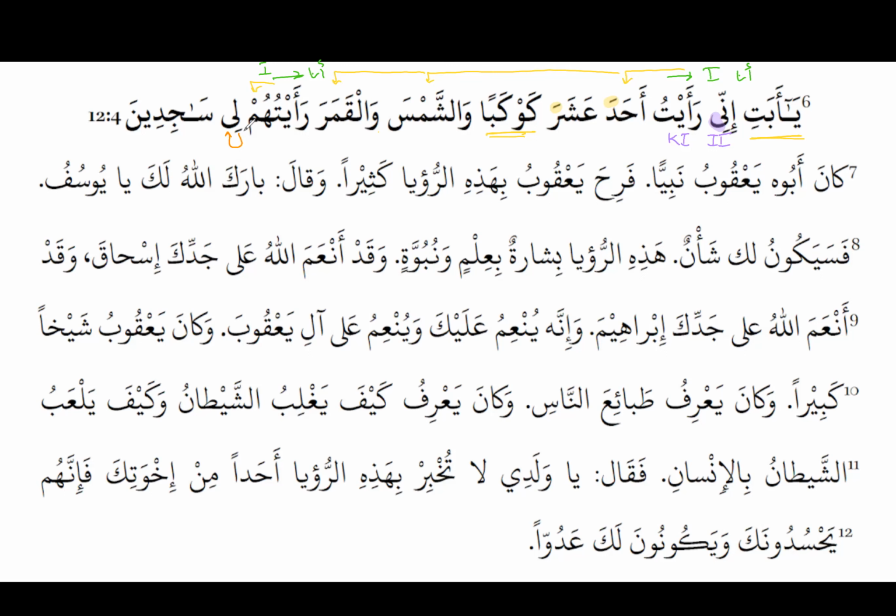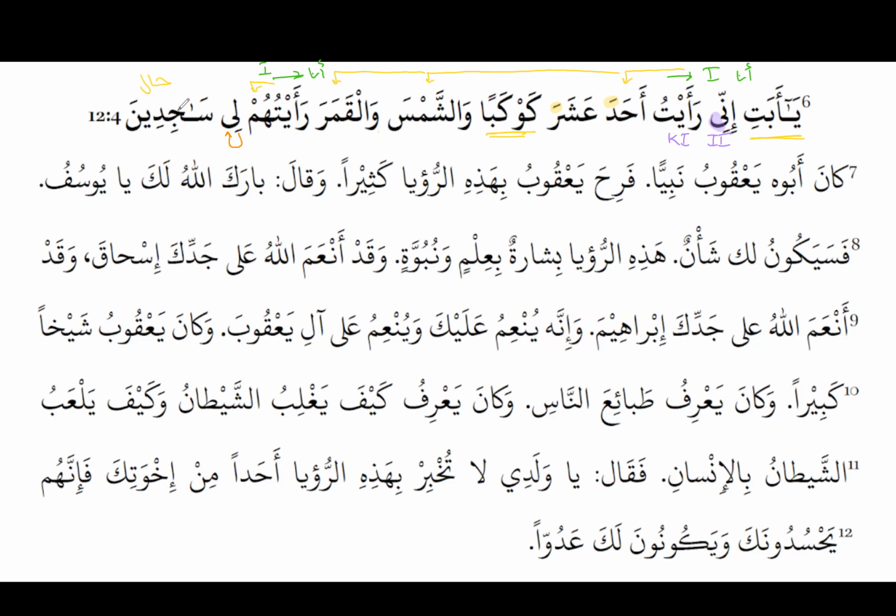Sajideen here is what we call hal. Okay. What does that mean? We'll cover this in level 3A, but it means it's talking about their states. When Yusuf sees them, what is their state? They're in a state of prostration. So that there's our verse. Okay, so this is Yusuf saying, "Oh, my father, indeed, I saw 11 stars and the sun and the moon. I saw all of them basically in a state of prostration to me."